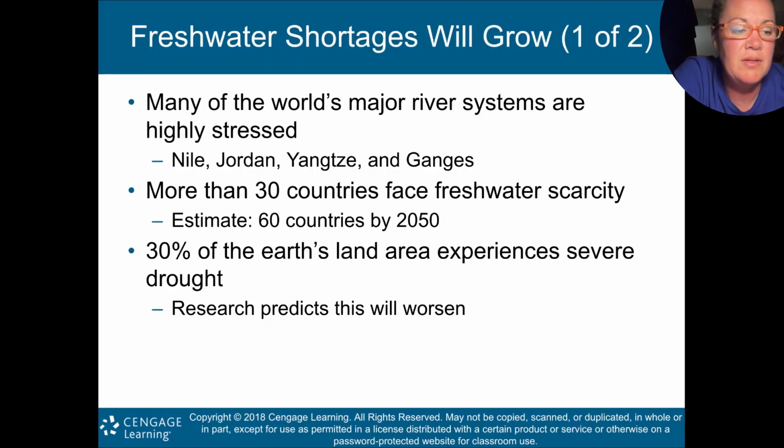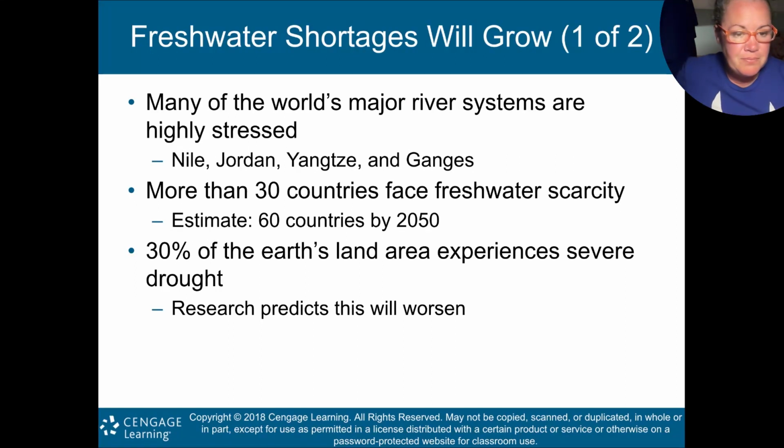All right. So, one of the things we look at, just like with food, is as population increases and as the demand for water within industrialized situations increases, water shortages are also going to increase. Not to mention, climate change does feed in to those water shortages. Many of the world's major river systems are highly stressed. So, the Nile, the Jordan, the Yangtze, and the Ganges River all have a shortage of supply. More than 30 countries currently are facing freshwater scarcity. This is estimated to grow by 2050.